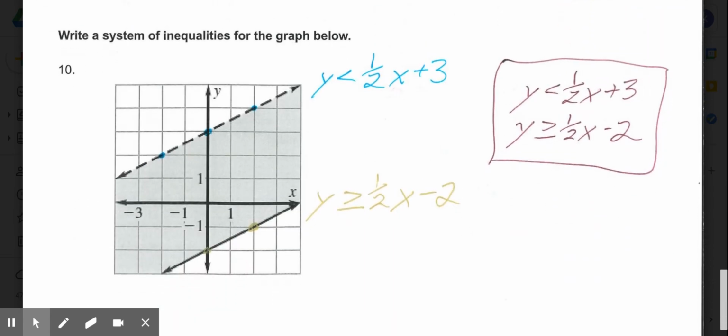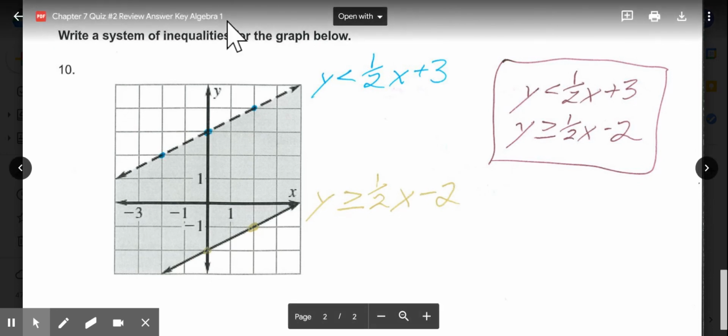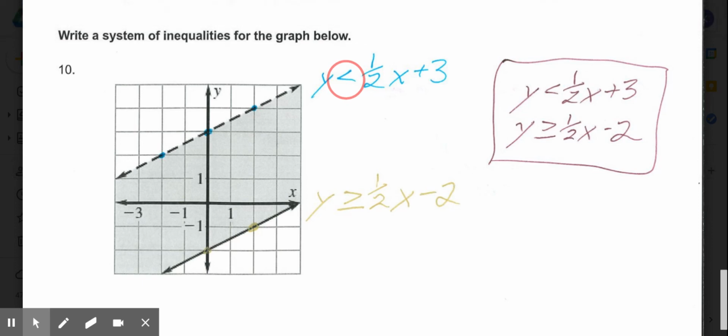Then our last problem on the review, writing a system of inequalities for the graph below. So the first thing I do is just figure out my equations, and then I go back to figure out the greater than, less than or equal to, or greater than or equal to signs.